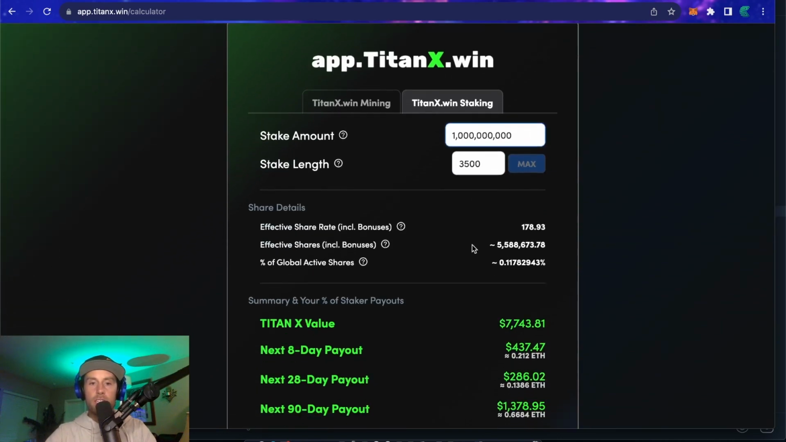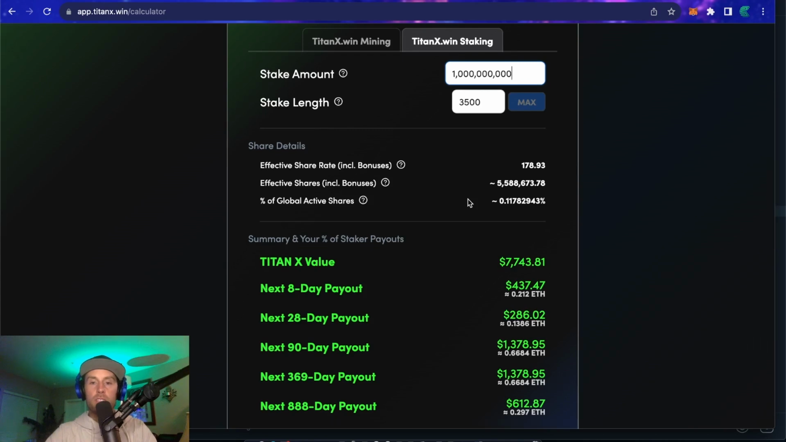And now you're going to be able to see what you're going to get when you stake. So you're going to see your TitanX value over here. You're going to see the effective share rate, all your shares, including all the bonuses, which I'm not going to get into the details of at this moment in time. I'm going to save that for another video. But just know that if you stake sooner, you get a little bit of a better share rate.